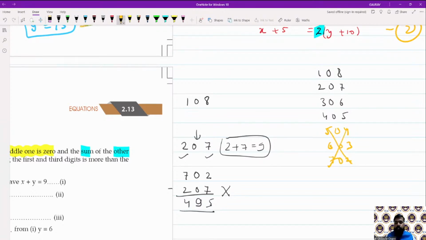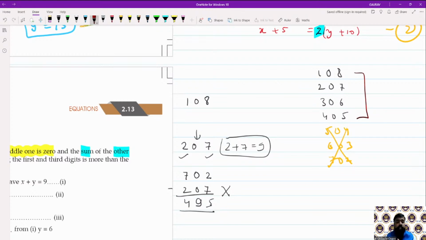So we don't have to consider. That means only these are the four possible options. No other option is possible. Only these are the four options possible. Now you can check after interchanging the difference should be 297.